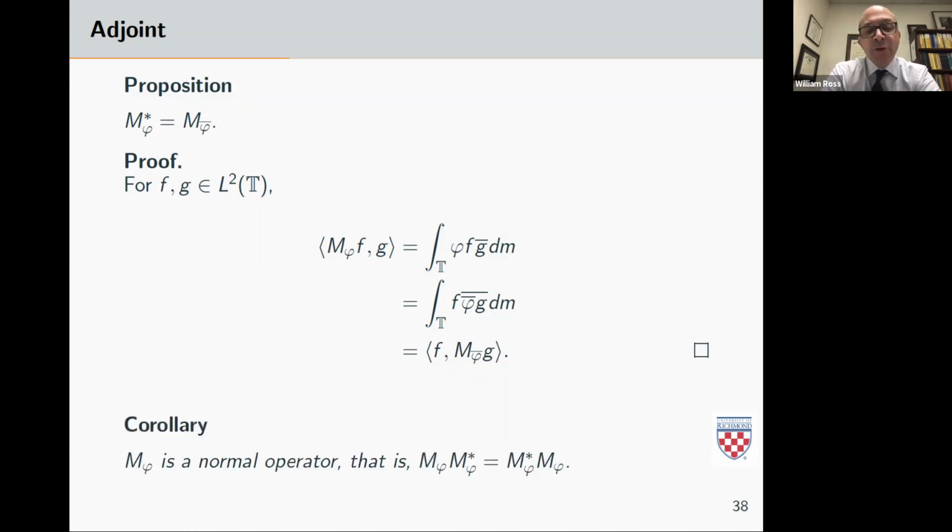All multiplication operators commute with each other. So this means that M phi is a normal operator, in the sense that M phi bar M phi equals M phi M phi bar. Now this is important for the spectral theorem. If I were to do this in the most general case of multiplication operators on L2 of (X, mu), where X is a complex Hausdorff space, then any normal operator is unitarily equivalent to an M phi in that generality. So the fact that this is a normal operator is important.